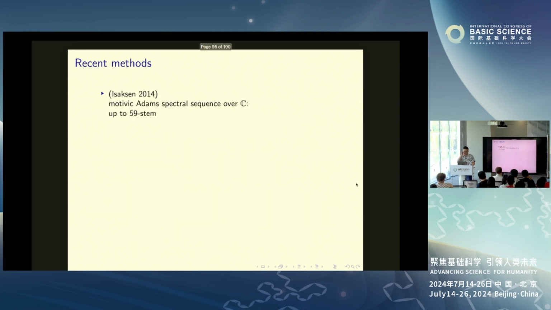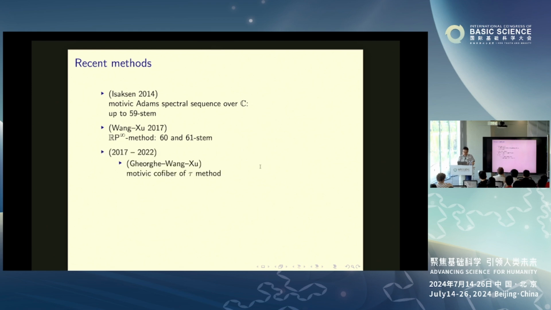More recently, in 2014, Isaksen used the motivic Adams spectral sequence over the complex numbers and gave the first rigorous arguments up to the 59 stem. I'll say how that works, but as governed by the uncertainty principles, he got stuck again. Guozhen Wang and myself developed this RP infinity method and computed only two more stems. But this method is too complicated to go further.